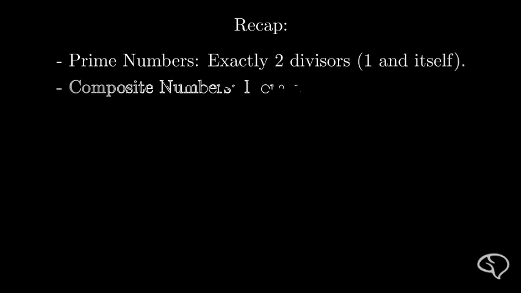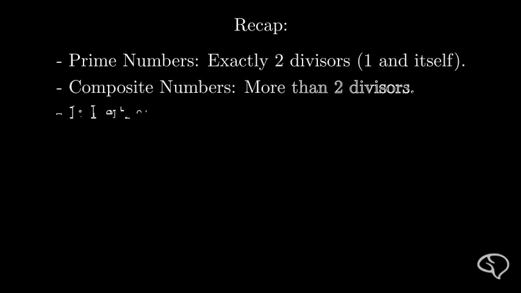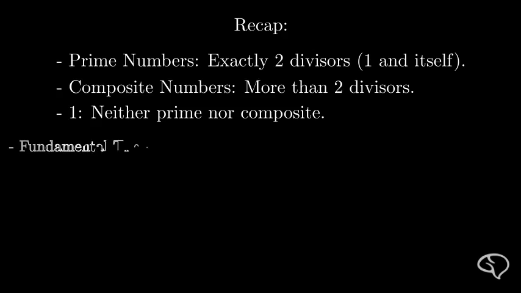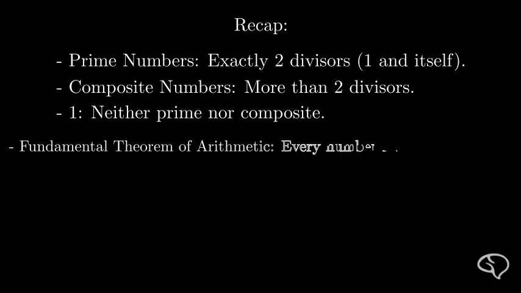Let's quickly recap what we've learned today. We started by defining prime numbers as numbers with exactly 2 divisors, and composite numbers as numbers with more than 2 divisors. We also noted that 1 is a special case, being neither prime nor composite. Then we learned about the fundamental theorem of arithmetic, which states that every number greater than 1 has a unique prime factorization. This means prime numbers are the basic building blocks of all other numbers.